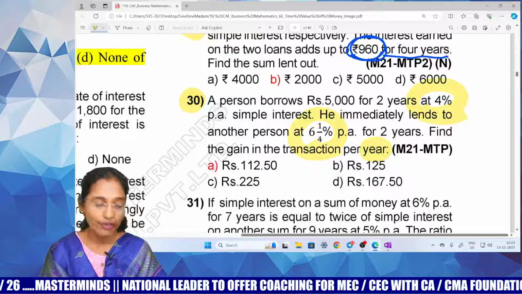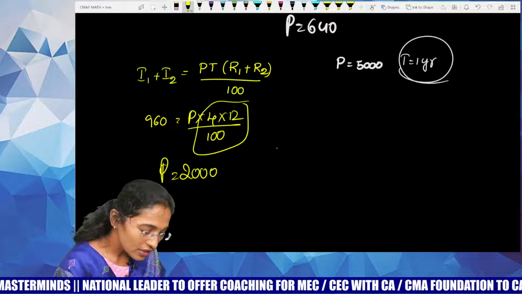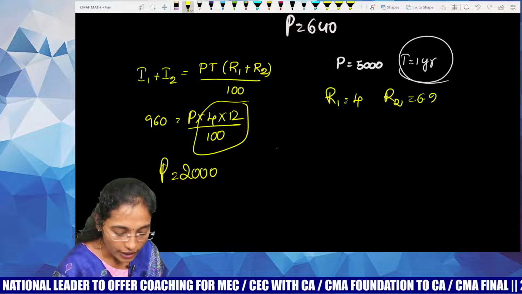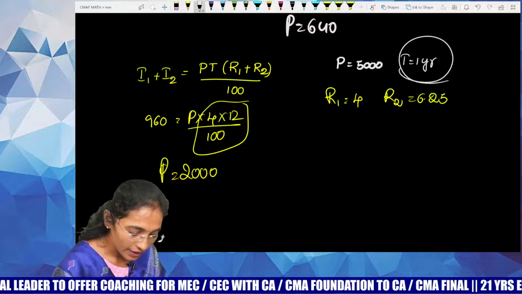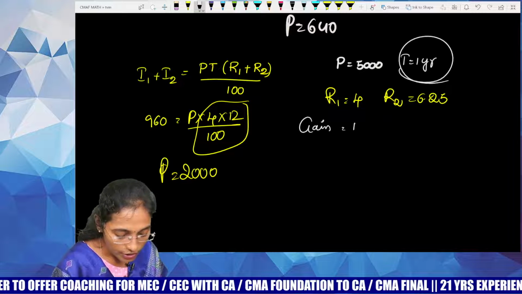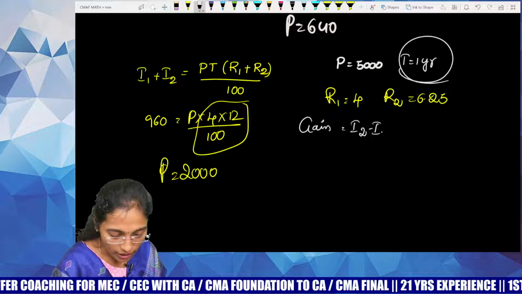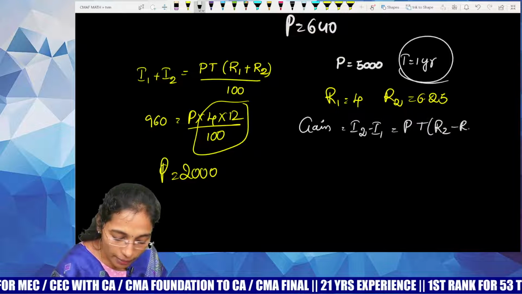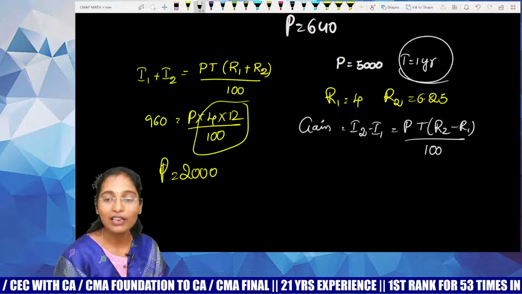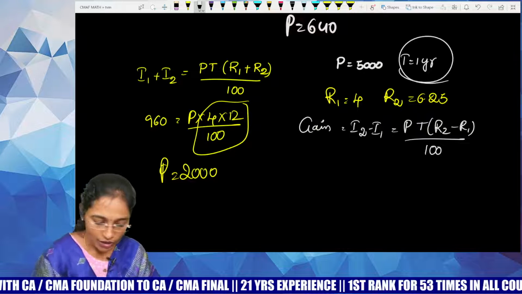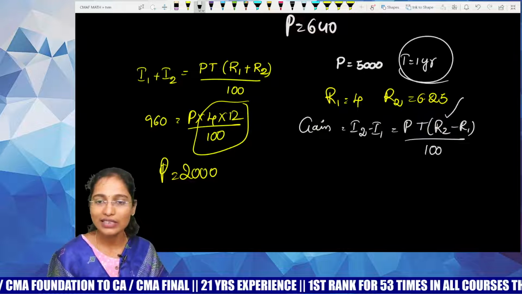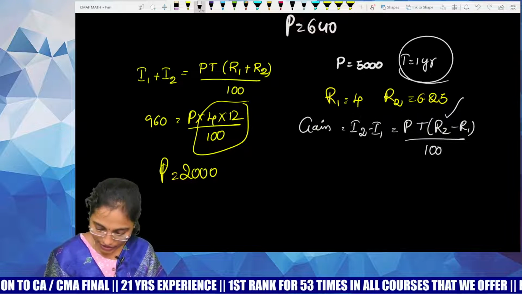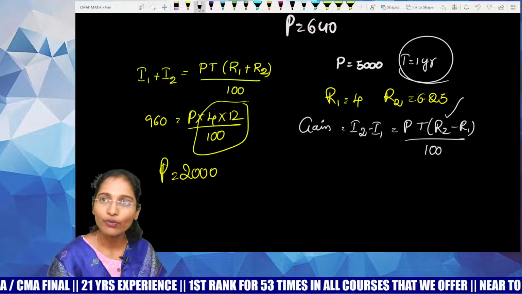Let me calculate the difference of rates of interest. What is the rate of interest in the first case? 4%. Second case, 6.25. Now if I ask you to find the gain, gain means difference in interest only, right? So I2 minus I1. Tell me the formula: P into T into (R2 minus R1) by 100. Guys, let us use a calculator rather than substituting anything now. First of all, please complete R2 minus R1. Take your calculator. 6.25 minus 4, which is 2.25, right?